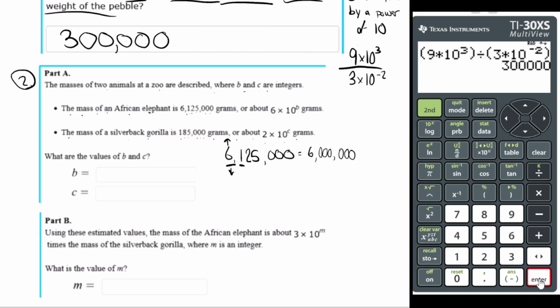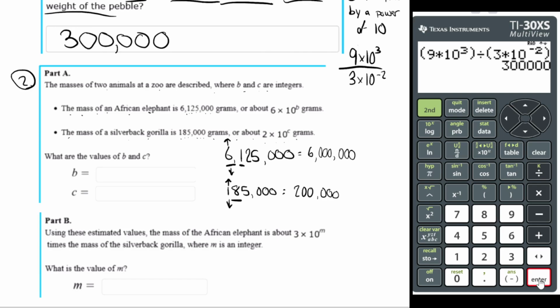Meanwhile, your silverback gorilla, we're going to round the number all the way on the left, either up or down, based off the number next to it. 8 is bigger than 5, so we're going to round up. That means the 1's going to go up, and everything after that will be zeros.